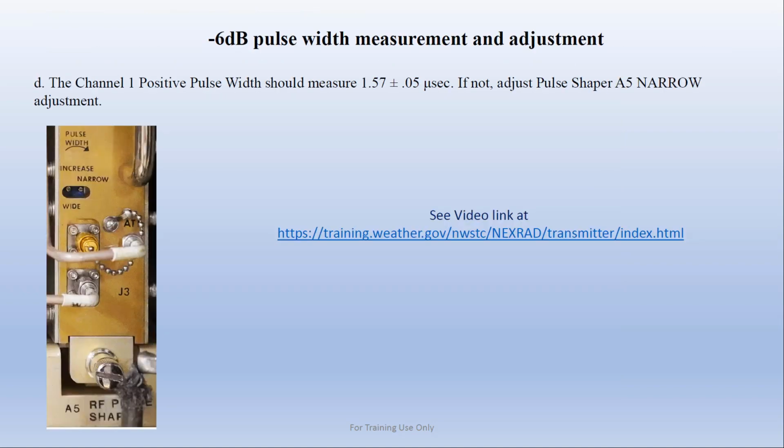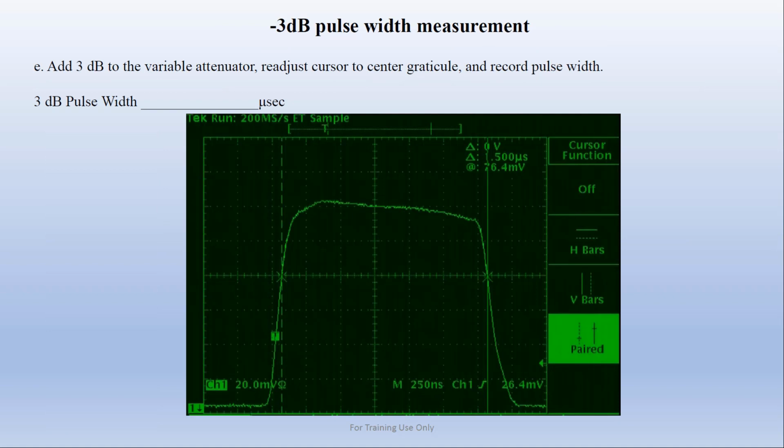If it is not 1.57 microseconds, then we'll adjust it by adjusting the pulse shaper narrow adjustment. Once we're satisfied with the 6 dB pulse width, we'll add our 3 dB attenuation via the variable attenuator back into the circuit and measure the pulse width just as we did before, where it crosses the center graticule, and that will give us our 3 dB pulse width.